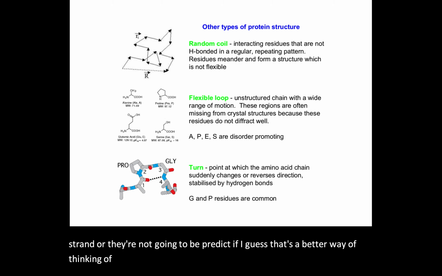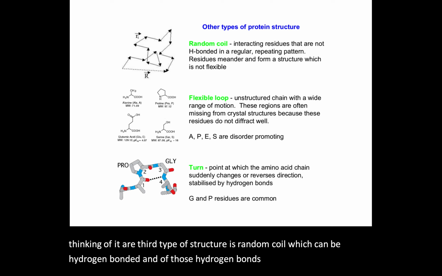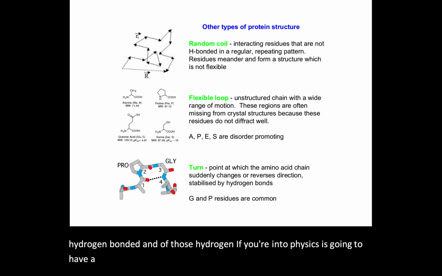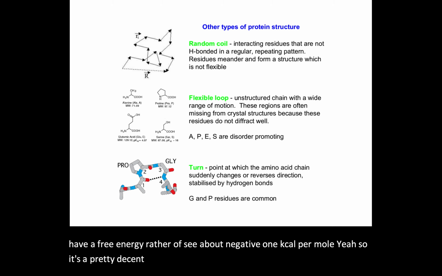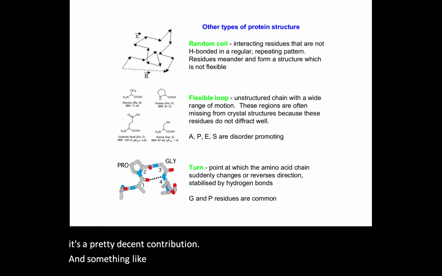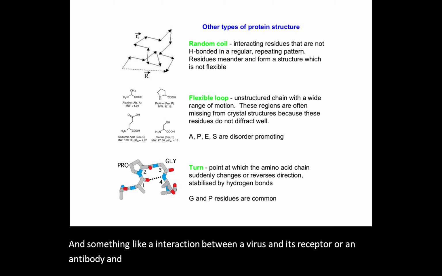Our third type of structure is random coil, which can be hydrogen bonded. And each of those hydrogen bonds, if you're into physics, is going to have a free energy of about -1 kilocalorie per mole. So it's a pretty decent contribution. Something like an interaction between a virus and its receptor or an antibody and its target is going to be in the 10 to 20 kilocalories per mole range in terms of energy.